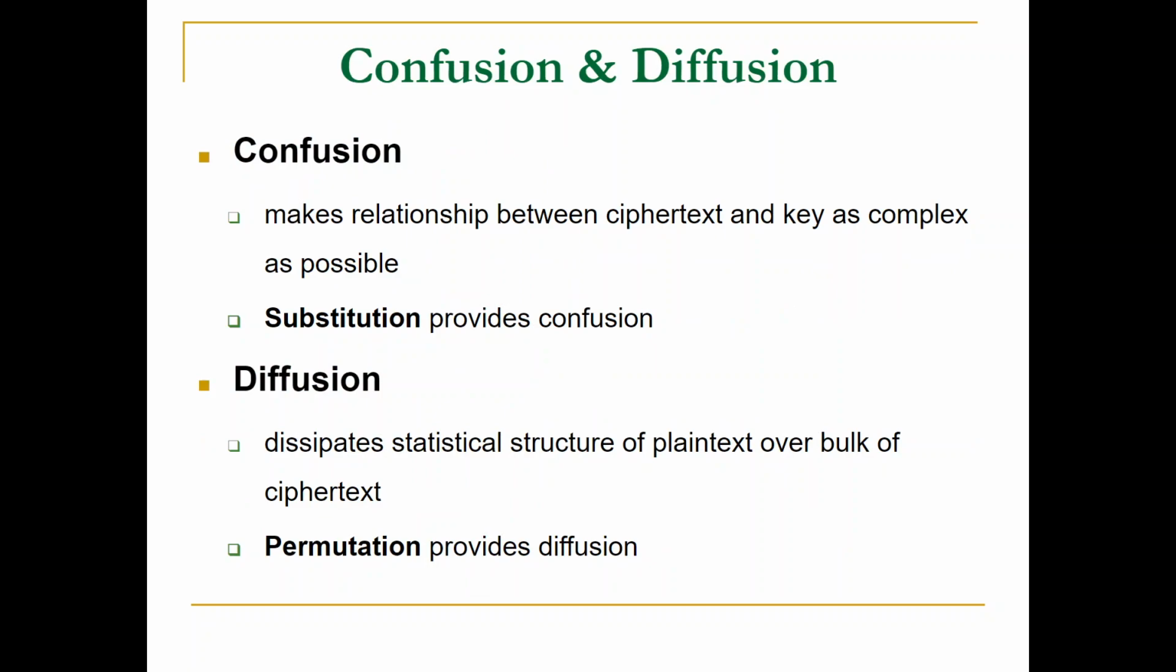As I said, confusion means the relationship between ciphertext and key is complex. And similarly, diffusion means the relationship between plaintext and ciphertext is complex.